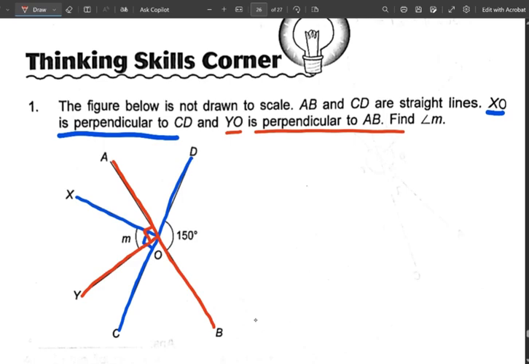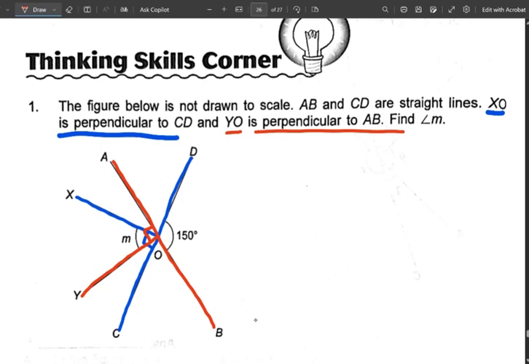It looks a little complicated, but don't worry. You can use a highlighter, or a marker to highlight the lines. We need to find something called angle M. Can you all see angle M? Okay, we need to find angle M.